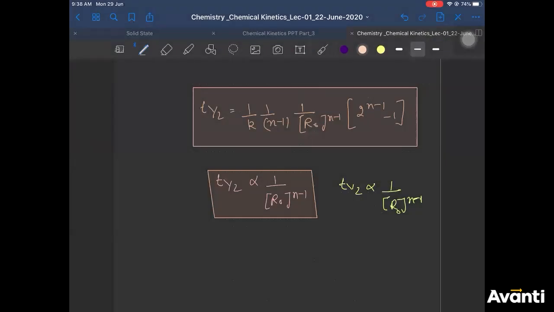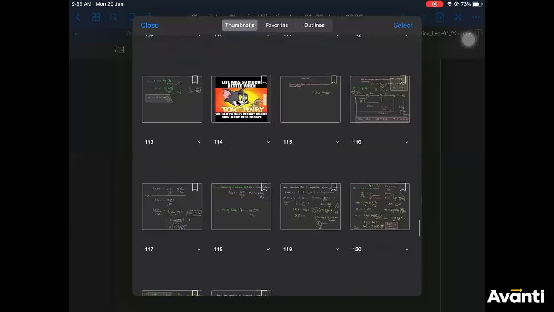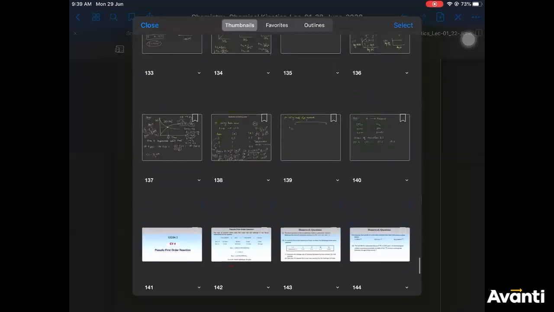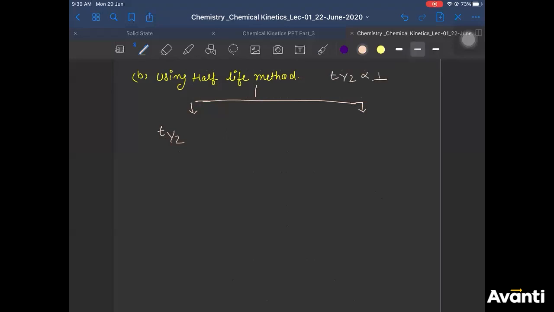So if you see our half-life method, which we have derived, this was for nth order. You can see k was constant here, n minus 1 is also constant. So you can see t half is inversely proportional to initial concentration power n-1. Therefore, I'll use that relation and come back to my method of finding the order. We'll use the same relation, that is t half is inversely proportional to initial concentration of reactant power n-1.